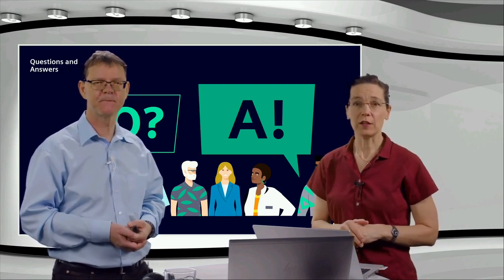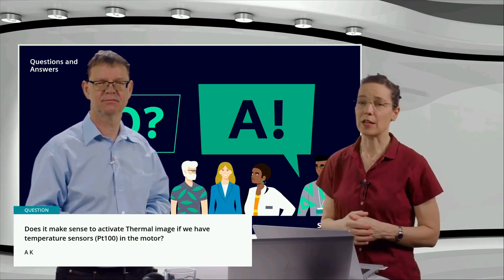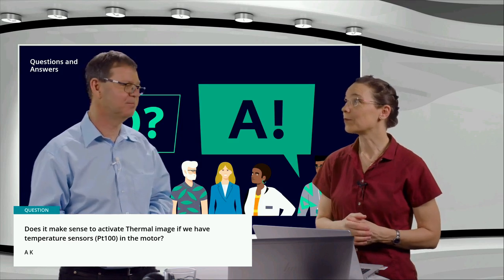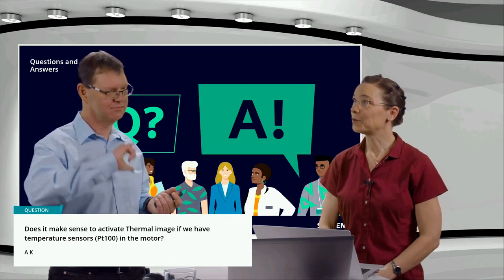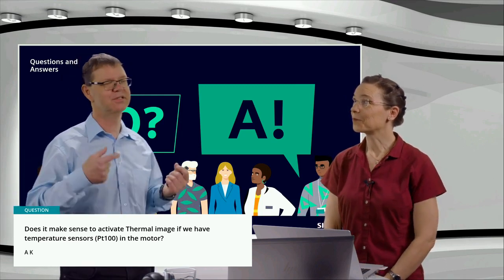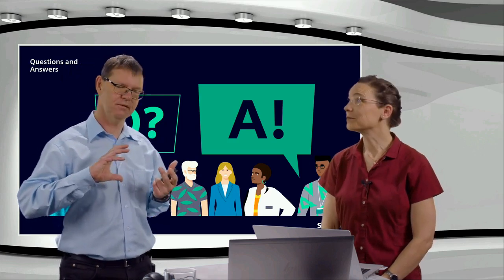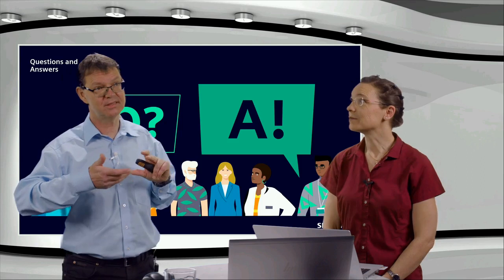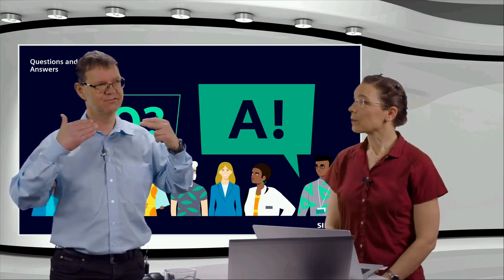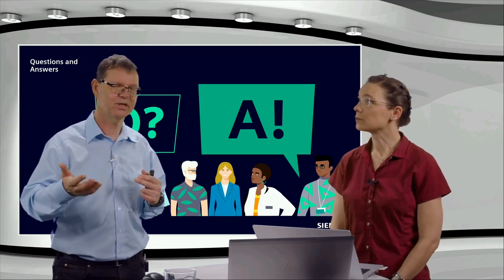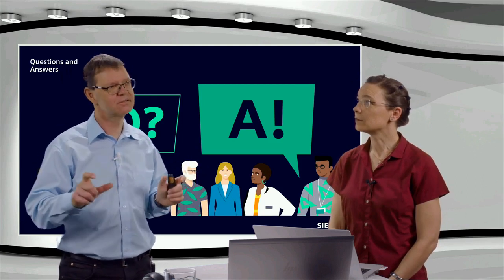Two more questions are there. Does it make sense to activate the thermal image if we have temperature sensors like PT100 in the motor? Yeah, the PT100s you have at certain places. And let's say the thermal image, this overload function, is running in parallel. It monitors the temperature of the motor based on the given data we have, so the maximum current we can bring into the motor, for example. And the sensors measure the temperature at a certain place.